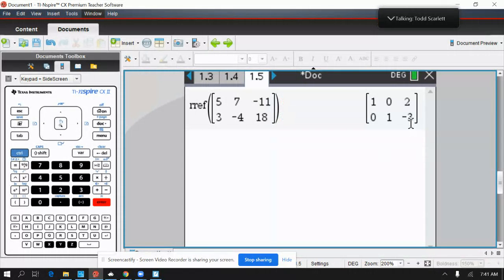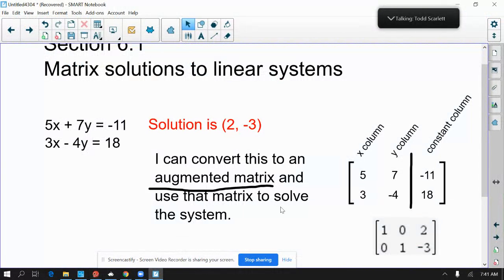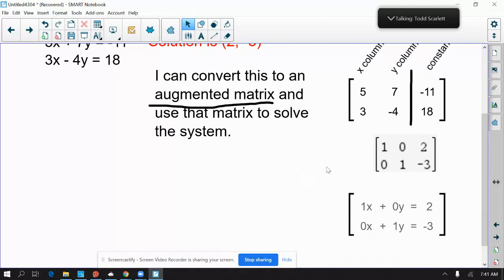But what does that mean? Remember the answer was 2, -3? There's your answer. But if you really want to feel good about this, I want you to know what this means. There are 6 numbers here. How do I know that the answer is 2, -3? This is how you interpret this matrix.